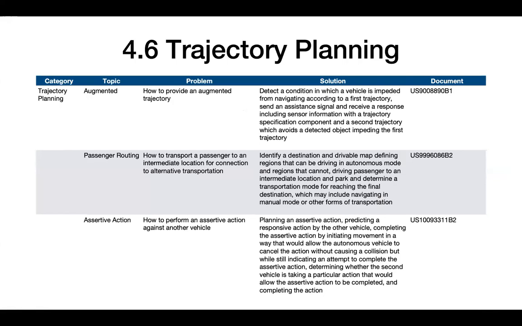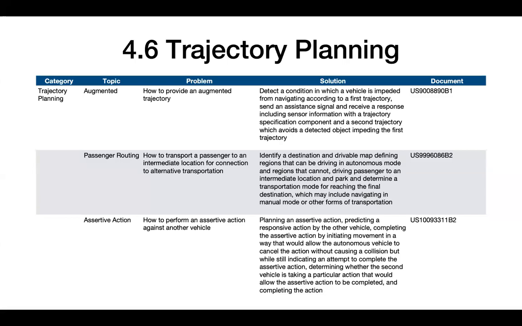How to provide an augmented trajectory, detect a condition in which a vehicle is impeded from navigating according to its first trajectory. Here we have a few patterns like this where we send an assistance signal out and we receive a response. Maybe it's automated, maybe there's a human being on the line, it doesn't always say. With that response we're also going to send them our sensor information, and we're going to get a trajectory specification component and a second trajectory that helps us to avoid the detected object impeding our trajectory.